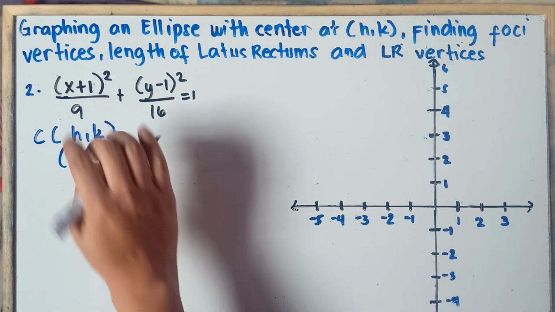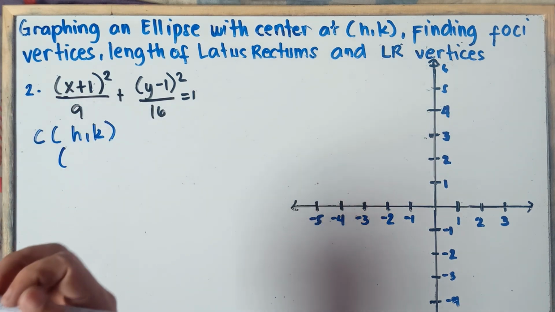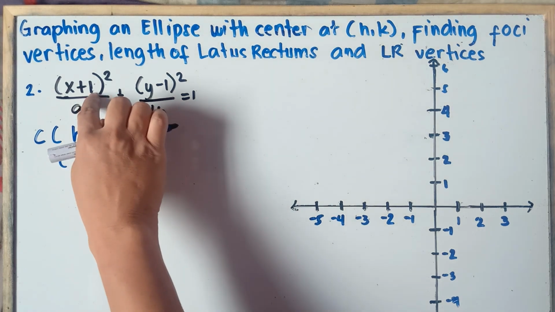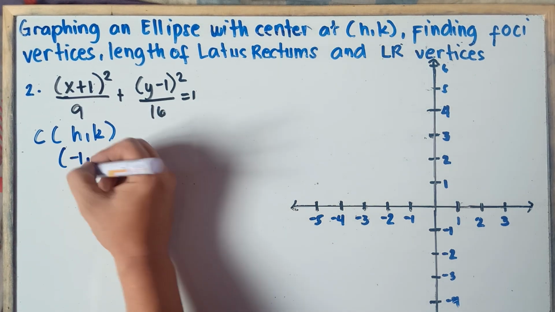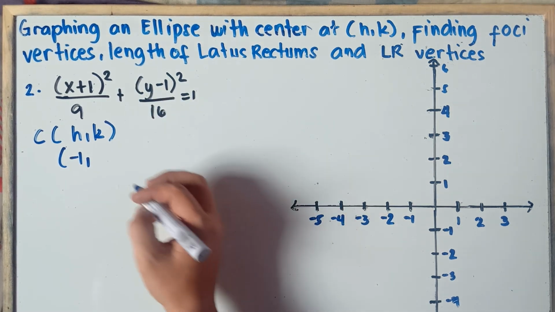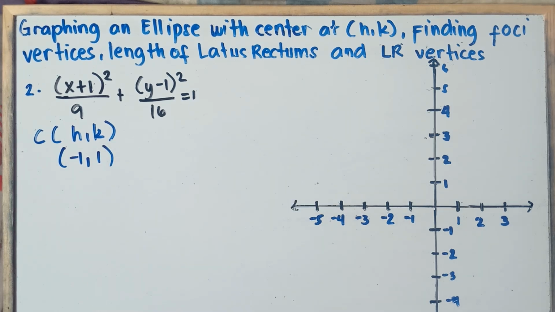Now for our h, class, if this is positive 1, you get the additive inverse. Do not forget about that one, class. This is positive 1, so our h will be negative 1. And our k, if this is negative 1, get the additive inverse, so our k is positive 1.